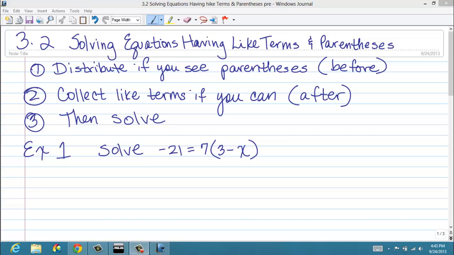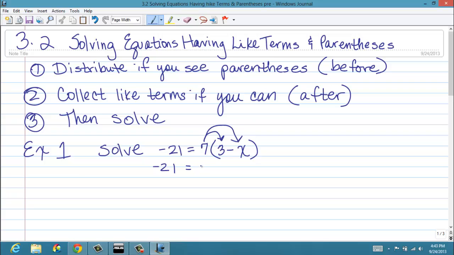So here's our first example. I know that I can distribute because we have 7 times the quantity of 3 minus x, and that is exactly what I need to do first. So first order of business is to distribute. I'm going to rewrite this line over again. Negative 21 equals 7 times 3 is 21. 7 times negative 1x, remember the 1 is always there when you don't see it, would be negative 7x.